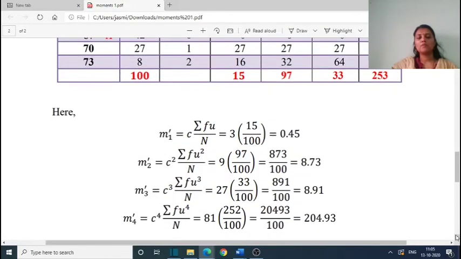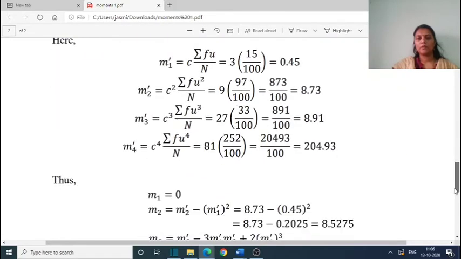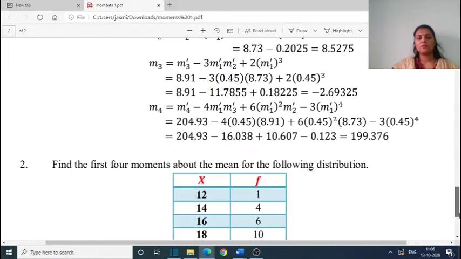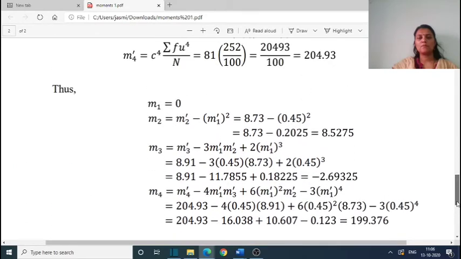m3 dash is equal to c cube sigma fu cube by N. C cube is 27, sigma fu cube is 33 by 100, which is equal to 8.91, and m4 dash is equal to c raised to 4 sigma fu raised to 4 by N. C is 3, 3 raised to 4 is 81, 81 into fu raised to 4 is 253. You have to correct one term. 81 into 253 by 100. So the expression has almost the same values.